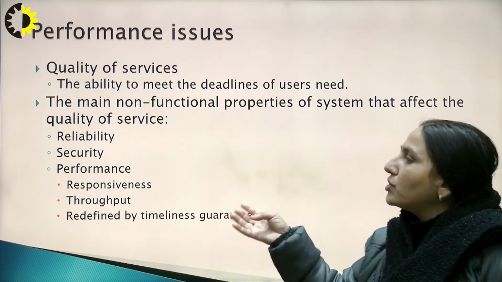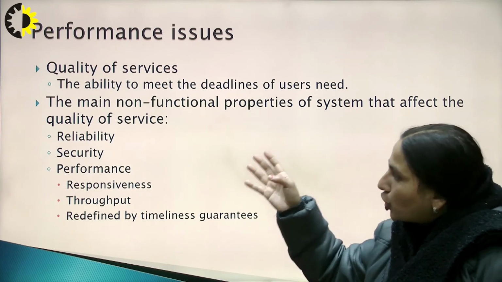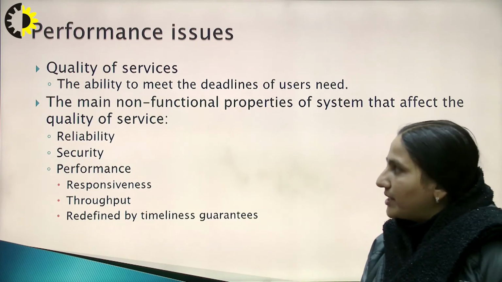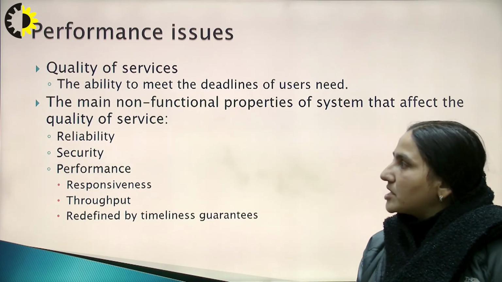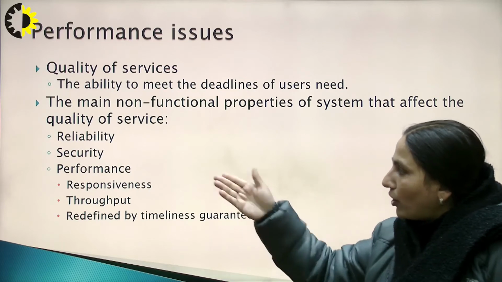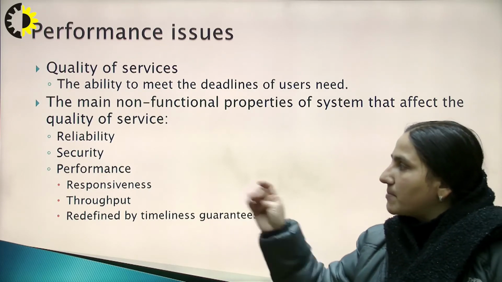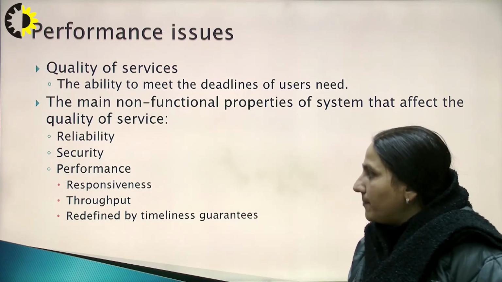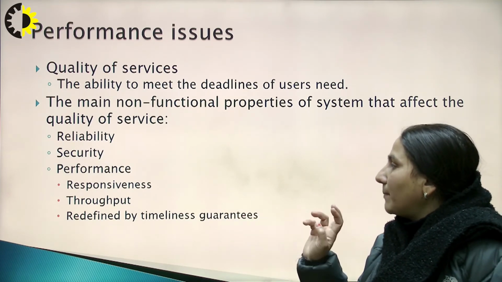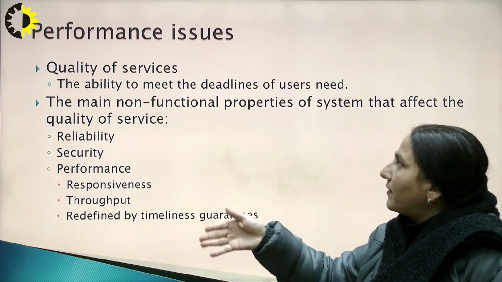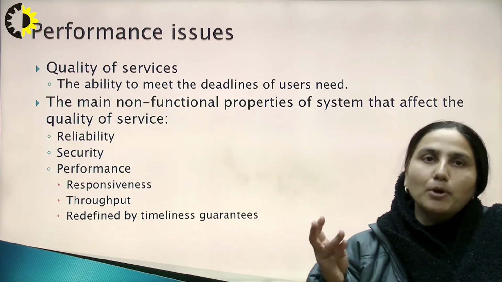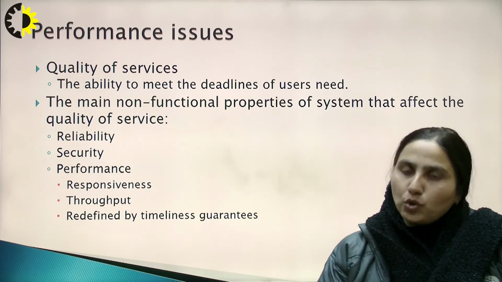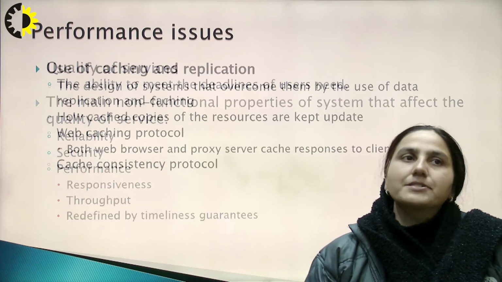Then security. Of course, the system we'll be dealing with should be secure enough as far as different threats are concerned. Then performance: how fast the system is responding, and the throughput of the system, which is redefined by timeline guarantee. So these are the different types of non-functional properties which play a very important role, and they are the ones which affect the QoS, the quality of service.